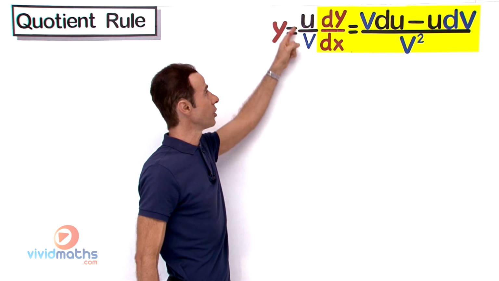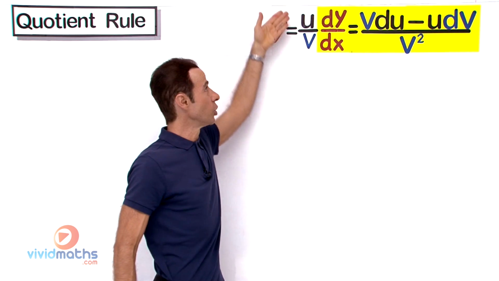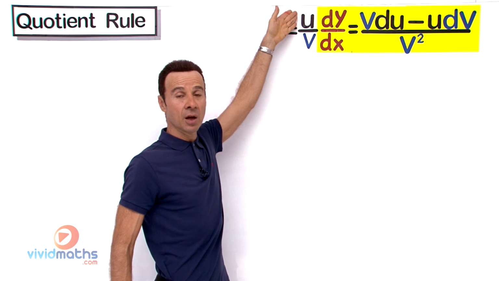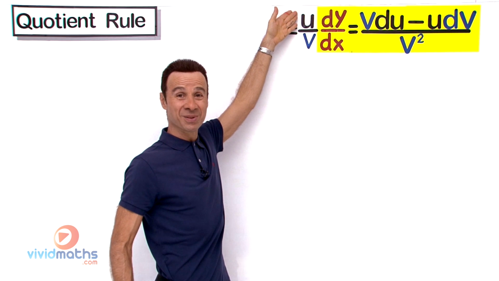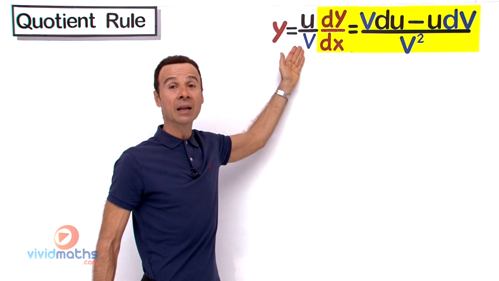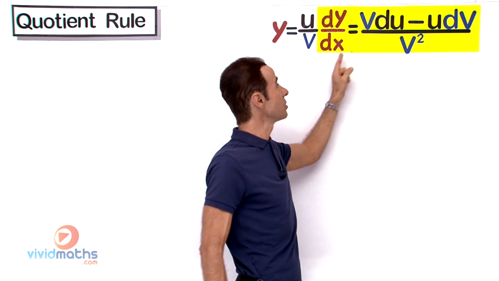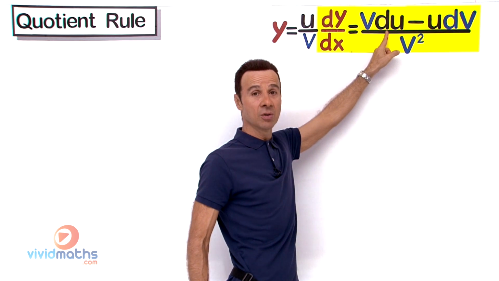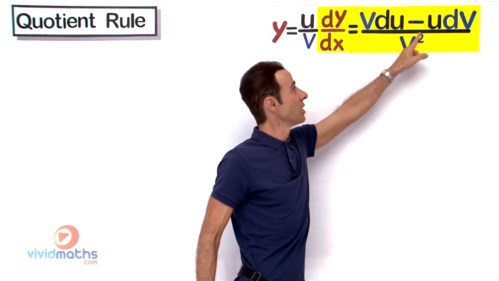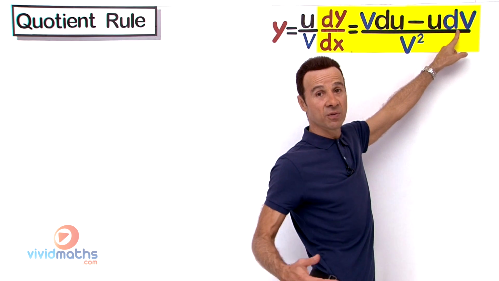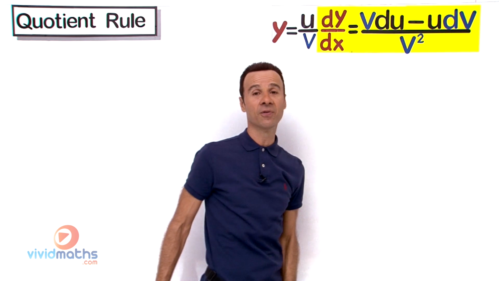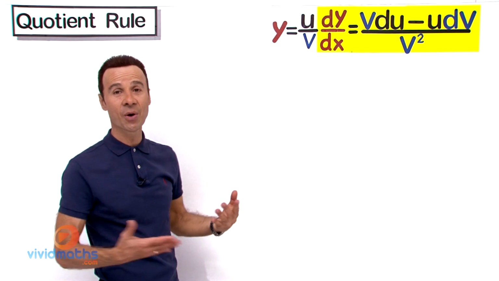Well, if you've got u on the top and v on the bottom, u representing the numerator, we're going to label that up as black, and the denominator there in blue. Now here's the formula, the rule: dy/dx equals v times du, in other words u dash, minus u times dv, in other words v prime or dash, all over v squared on the denominator. So let's go ahead and do this.